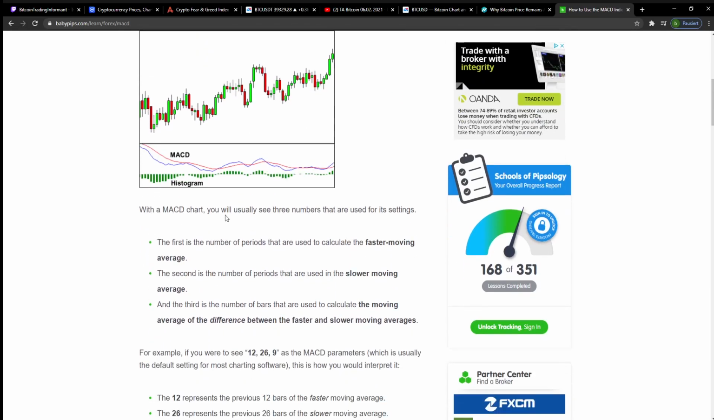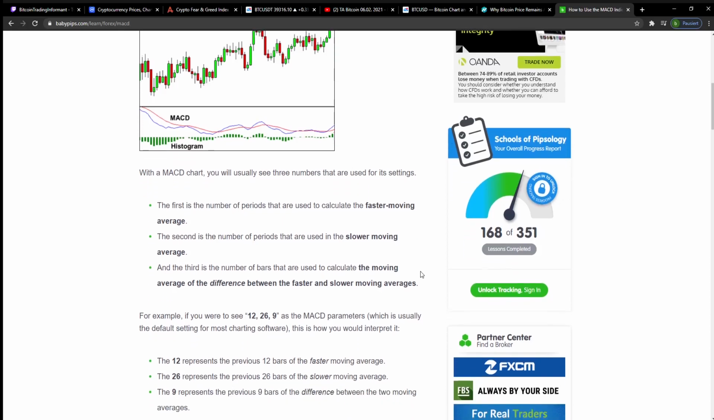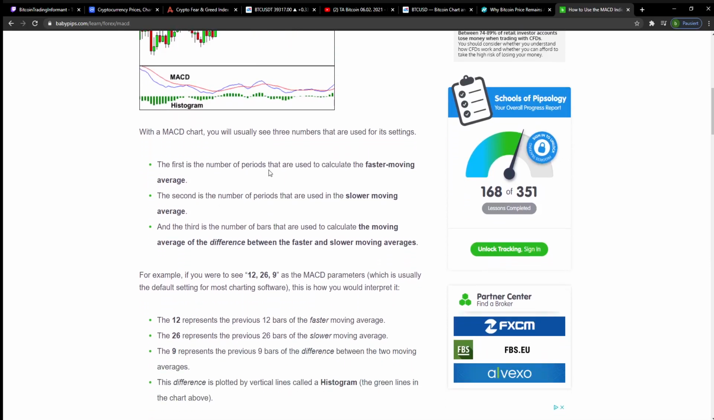With a MACD chart, you will usually see three numbers that are used for its settings. The first is the number of periods that are used to calculate the faster moving average. The second is the number of periods that are used in the slower moving average. And the third is the number of bars that are used to calculate the moving average of the difference between the faster and slower moving averages.